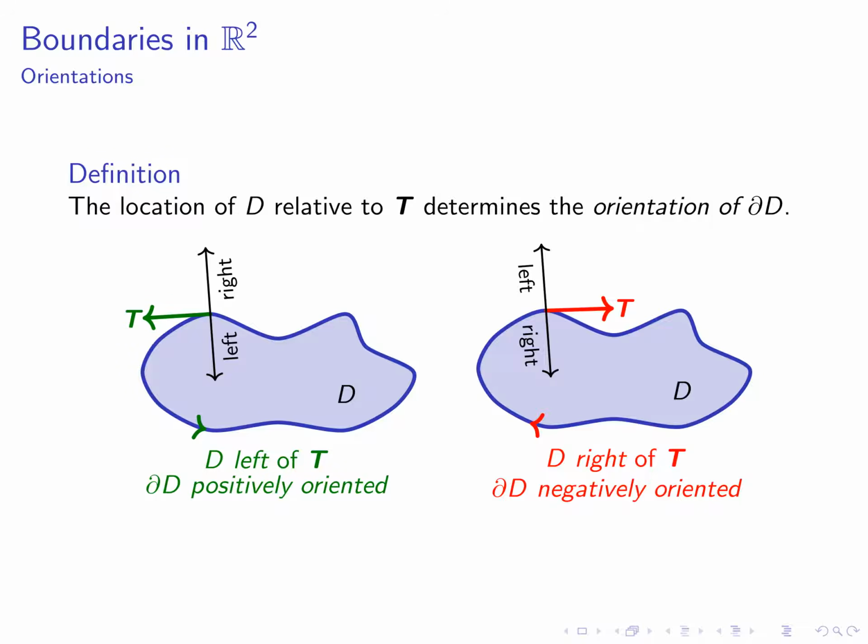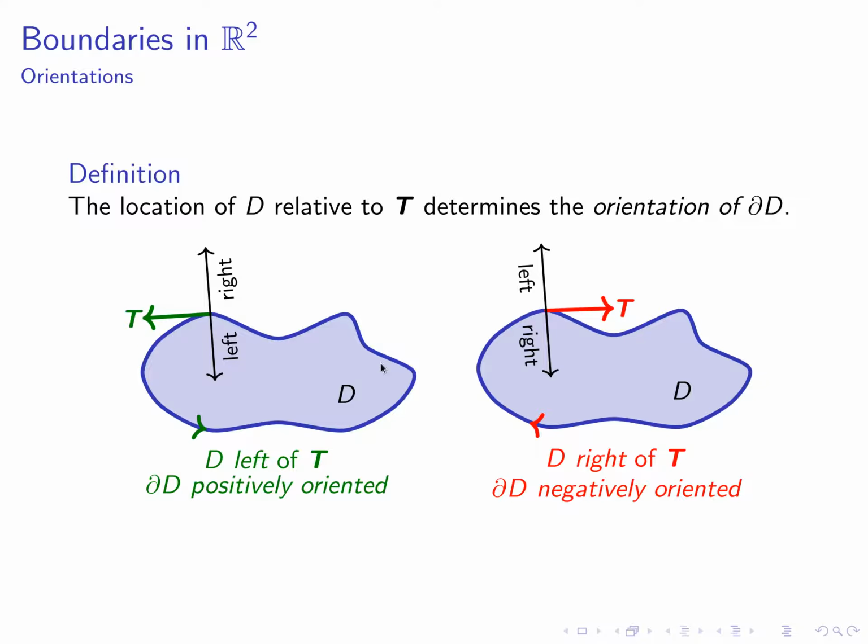So the next thing we need to understand is the notion of orientation. Previously, when we've worked with curves, we have parametrized our curves in such a way that we establish a direction of motion which is given by the unit tangent vector. So the idea here is that the location of our domain relative to the unit tangent vector of the boundary curve determines the orientation of the boundary curve.